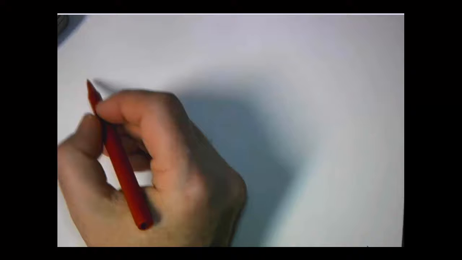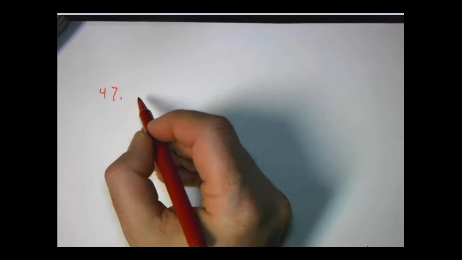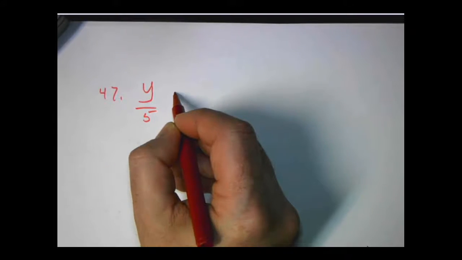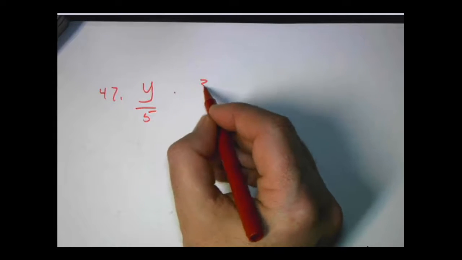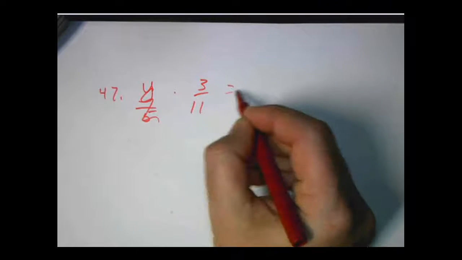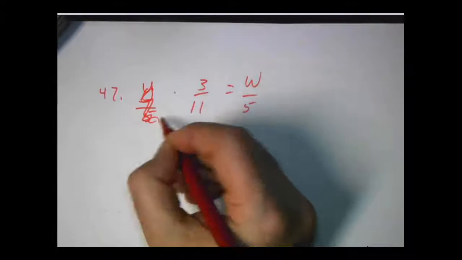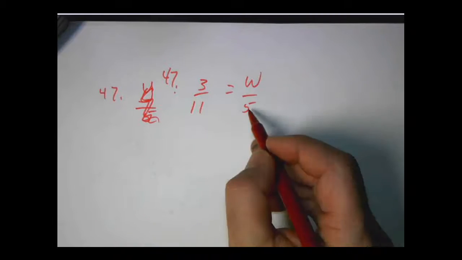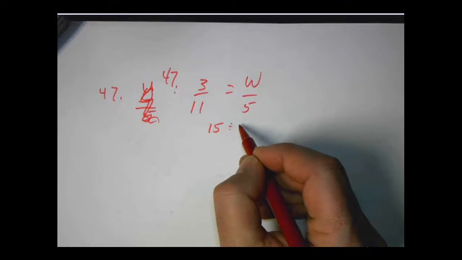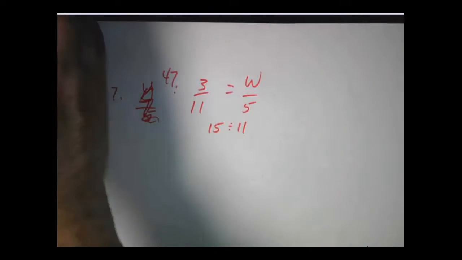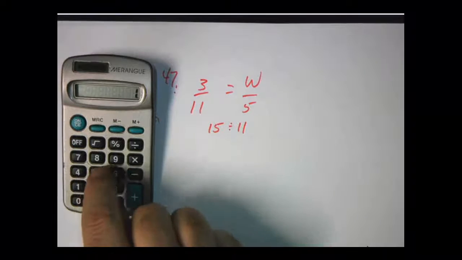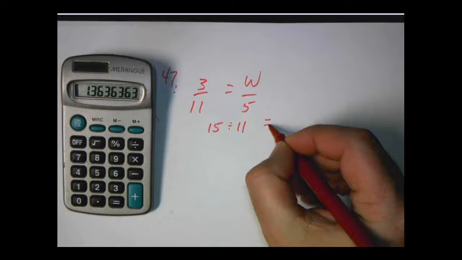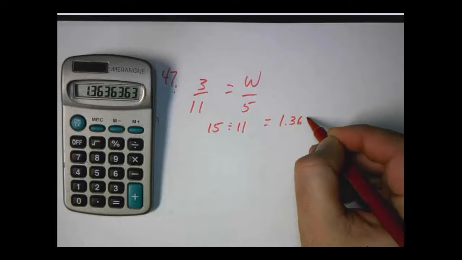So like on problem number 47, excuse me, I just dropped a line here. 47 is 3 over 11 is equal to W over 5. This is problem number 47. So we're going to cross multiply. So 3 times 5 is 15, and we're going to divide by 11. Well, that's going to be kind of messy, so let's do it on our calculator. So 15 divided by 11 is equal to, yep, we knew it was going to be 1.36 bar, 3636, and so on, right?